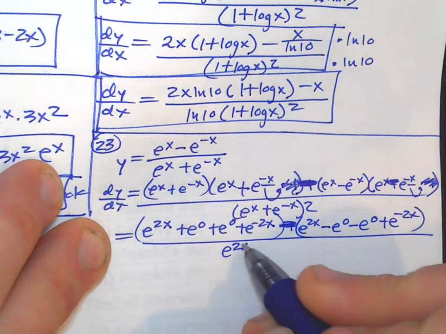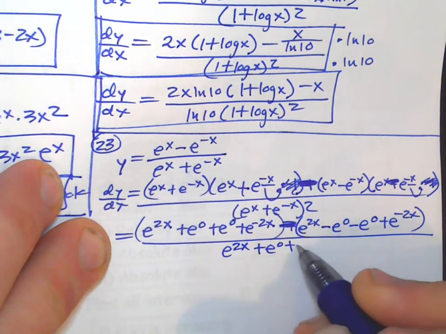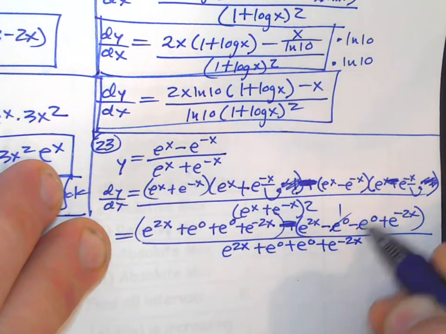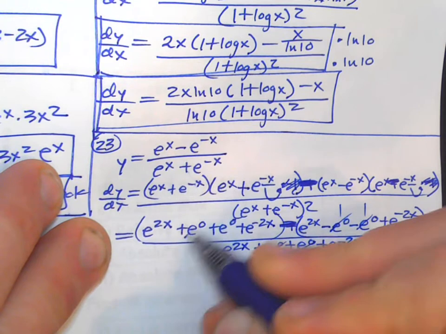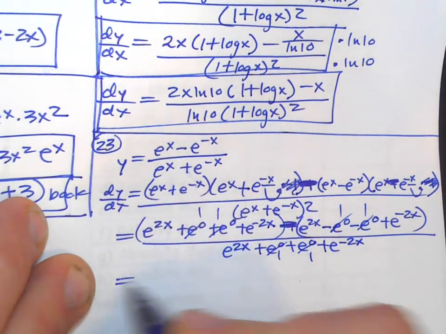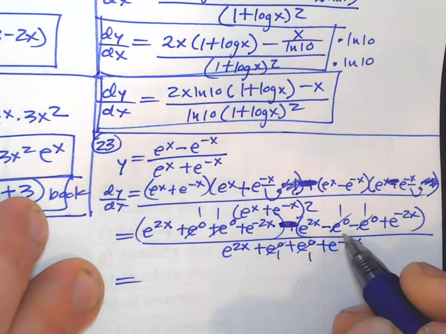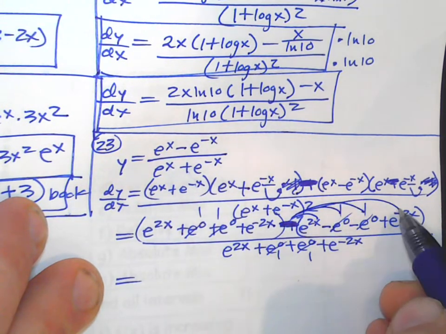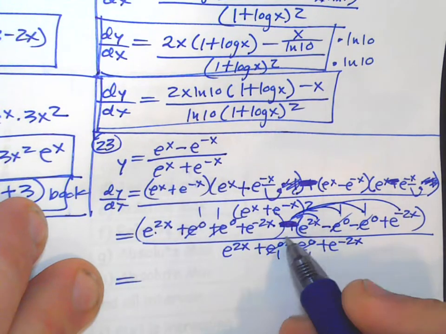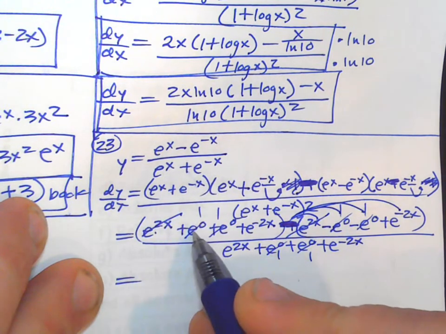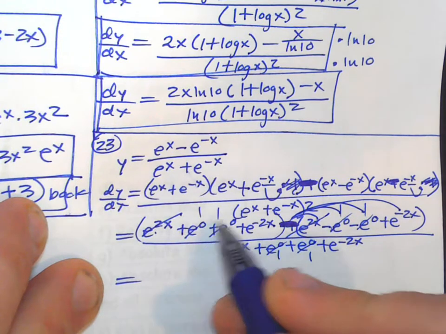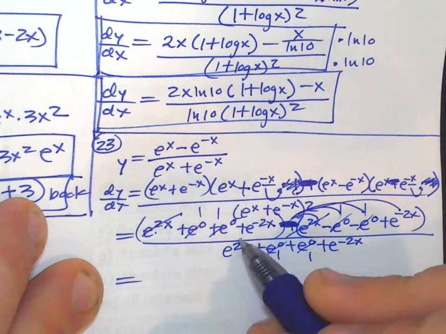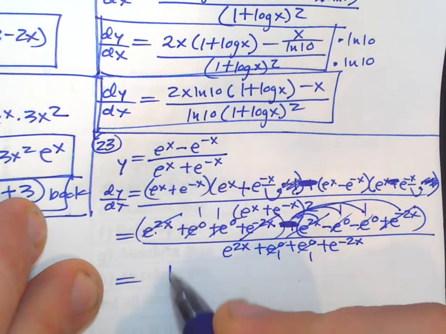The bottom, we could multiply that out also. It's going to be e to the 2x plus e to the 0 plus e to the 0 plus e to the negative 2x. This is going to clean up nicely. That's a 1, that's a 1, that's a 1, that's a 1. And then we got to distribute this negative. So what happens here when we distribute this is we have an e to the 2x and then minus e to the 2x. They cancel each other out. And then we have a 1 plus 1, another plus 1, another plus 1, because we get negative times negative. The e to the 2x is canceled out. So on the top, we just have 4.